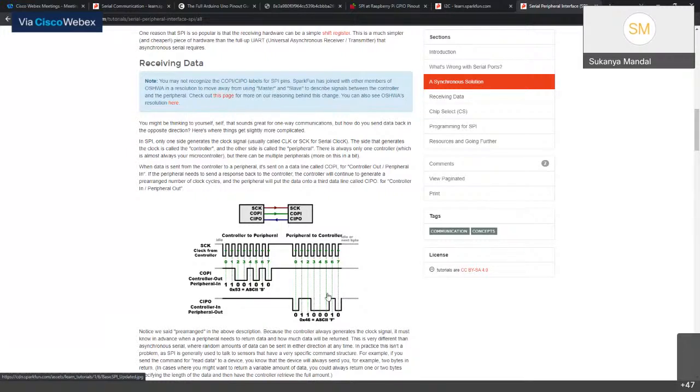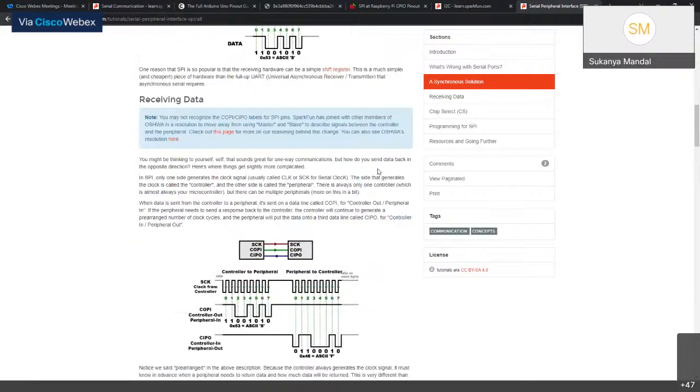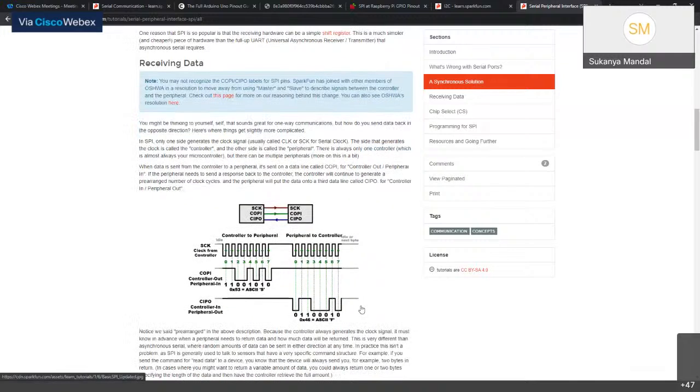Anyway, how is data received in an SPI mode of communications? So basically, what we have seen here is a one-sided mode of communications. How do we send the data back in the opposite direction? This causes a little bit of complexity, but still can be done.